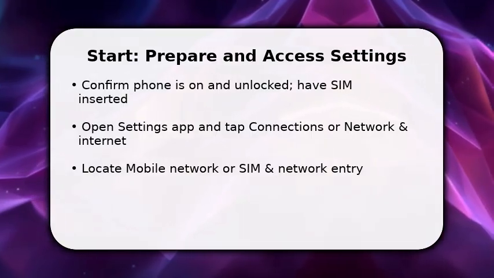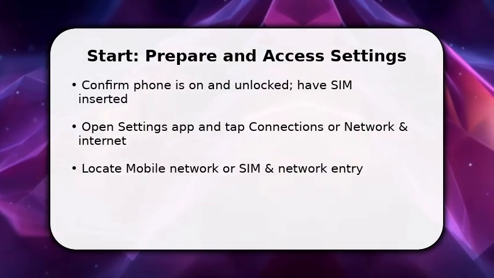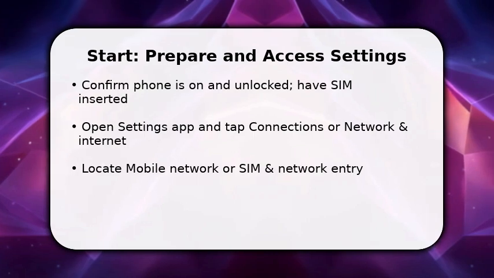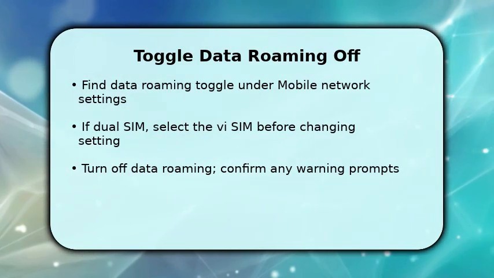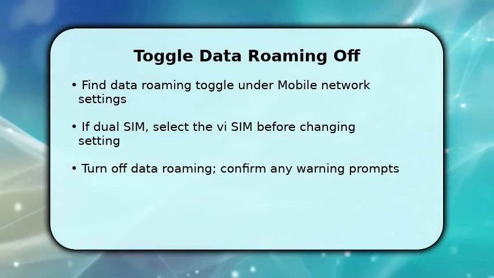You're starting the action now. Locate the data roaming switch associated with the Roman 6 profile so you can modify it immediately and avoid accidental charges. Once inside the mobile network settings, identify the data roaming toggle. It's often labeled data roaming or roaming.